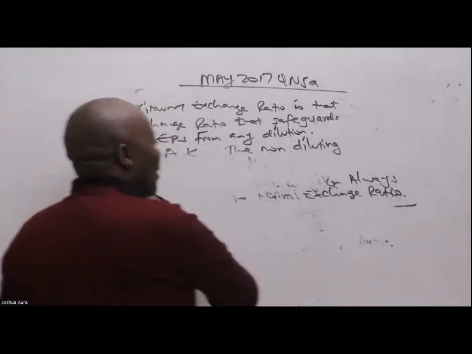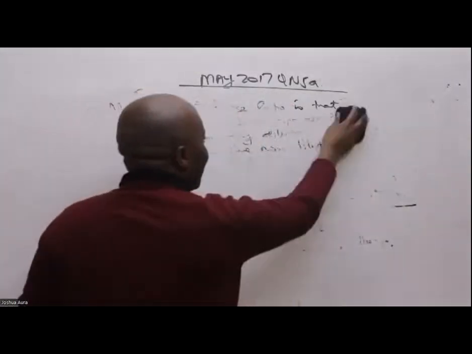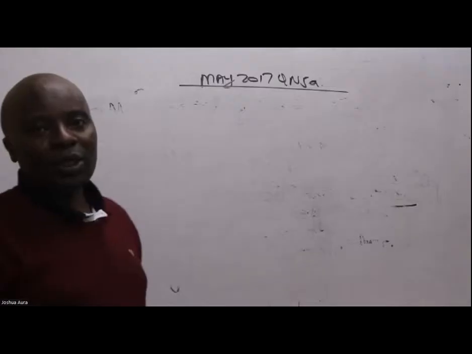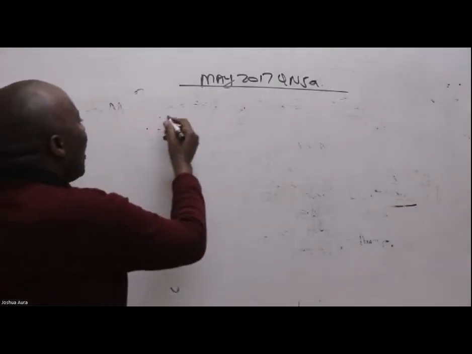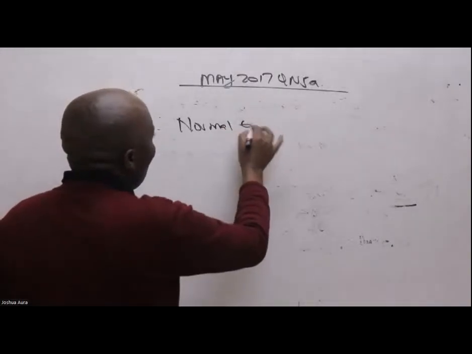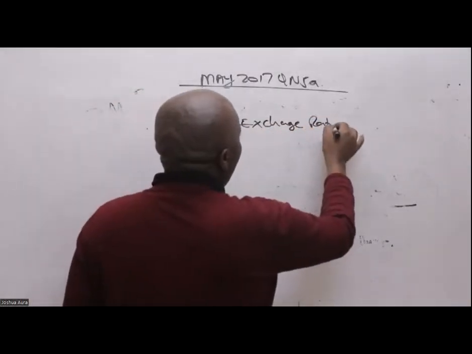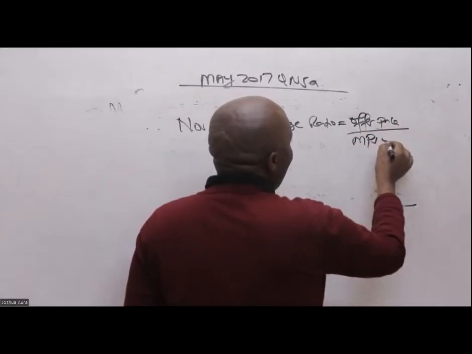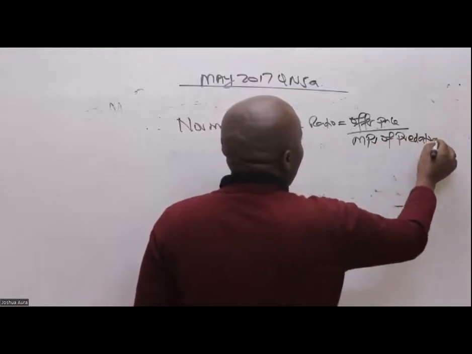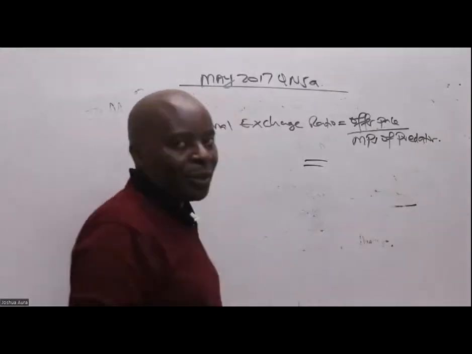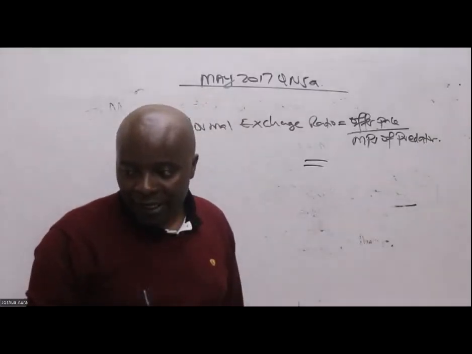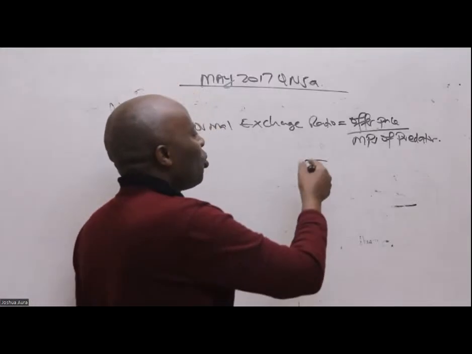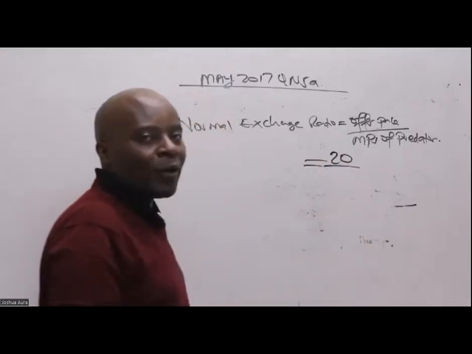Great. So like in this question, an offer price of Kenya shillings 20 is given. And therefore, our normal exchange ratio will be the offer price over MPS of the predator. So the price which has been offered there is 20.